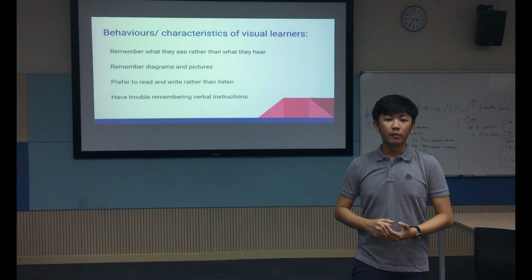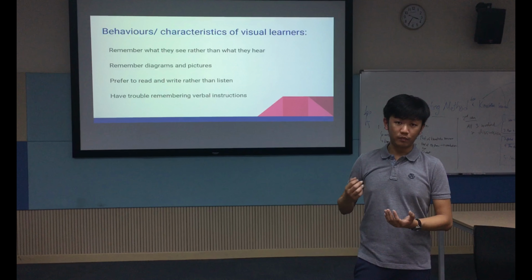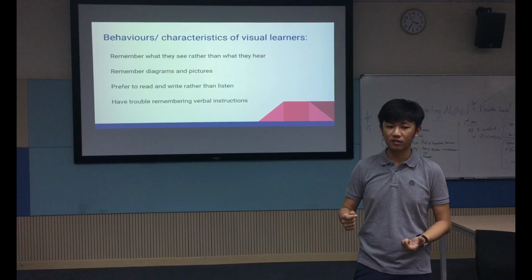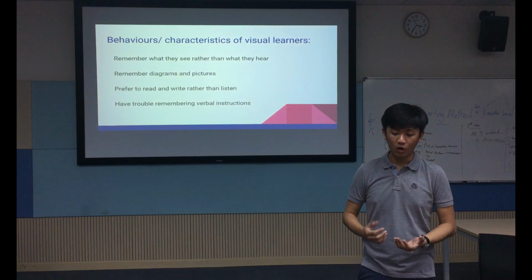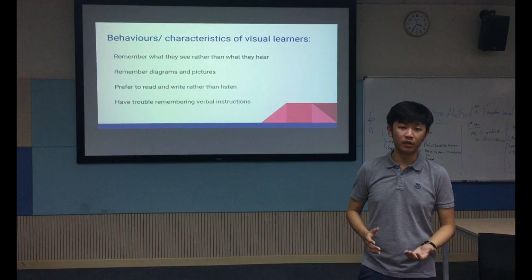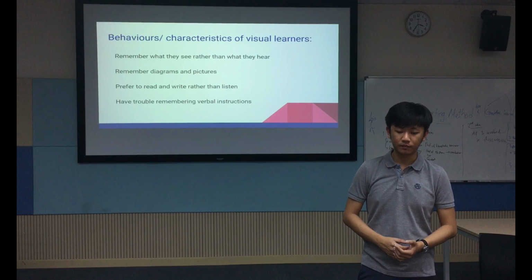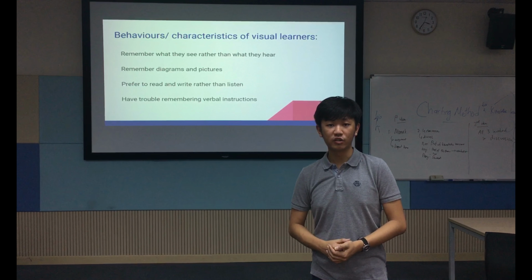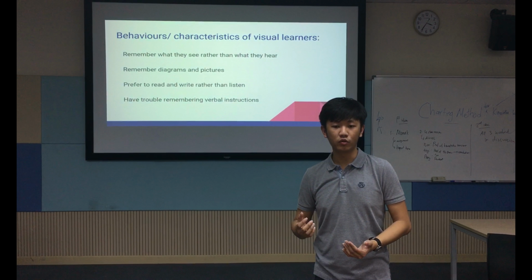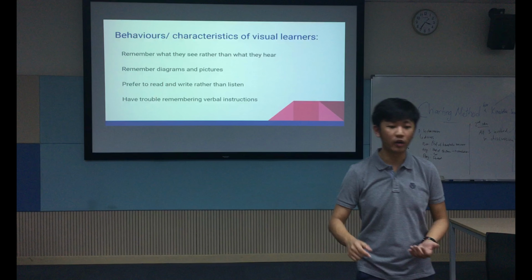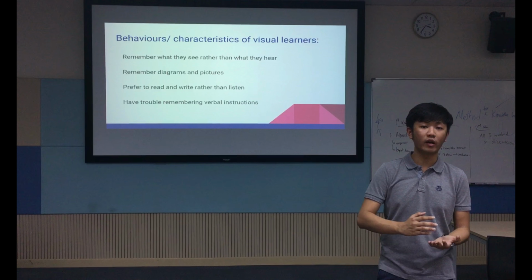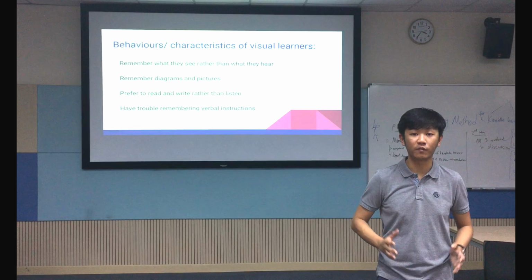Thirdly, they prefer to read and write rather than listen. They receive instructions more efficiently by reading out loud, or writing on a piece of white paper. Lastly, they have trouble receiving verbal instructions. So in order to give them instructions, you will need to draw a diagram, or print out a handout, or list down what is happening on a piece of paper.